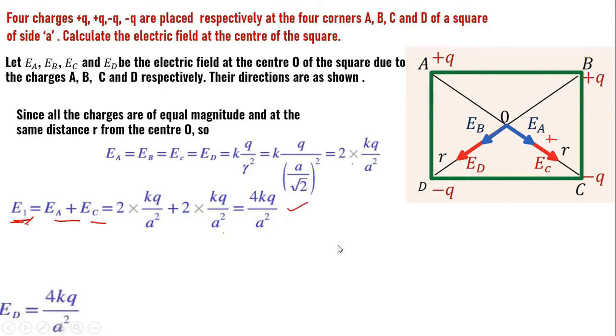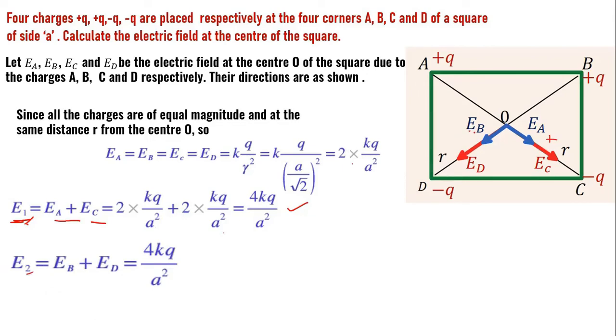Next we have E2. What is E2? E2 is pointing in this direction. EB and ED are pointing this way, so we have to add these two electric fields. That is why E2 is EB plus ED. Following the same line as the previous step, we get E2 as 4 KQ by A square. So E1 is the net of EA and EC. Similarly, E2 is the net of EB and ED.